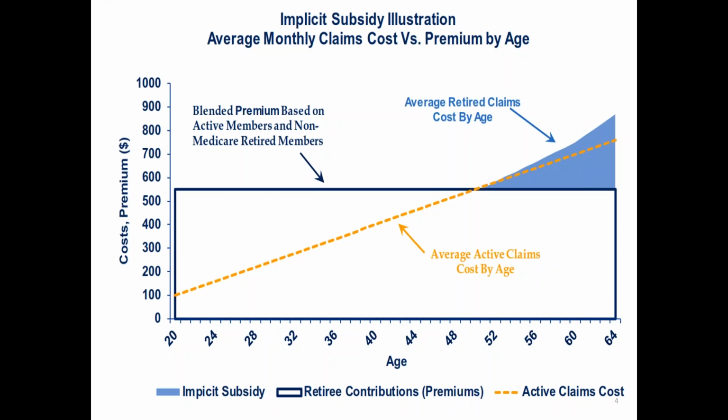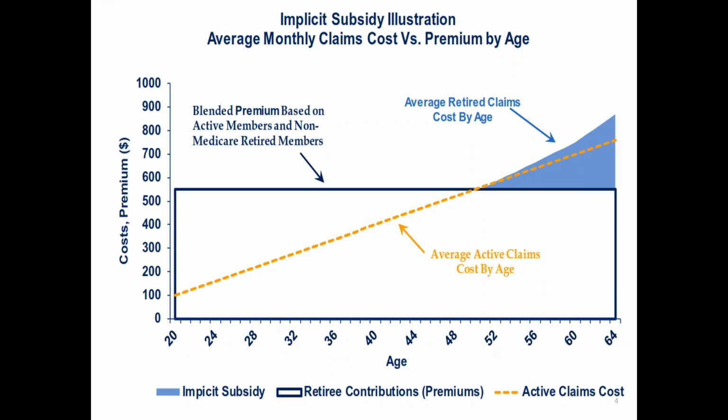But look at that gold dotted line. That's the average active claims cost by age. Now you can see when people are down in their 20s, even though you're paying $550 a month, they're only using about $100 a month in actual claims. You know, the occasional broken ankle while you're hang gliding, that kind of thing. But as people age, their claims costs go up. They use more medical care.